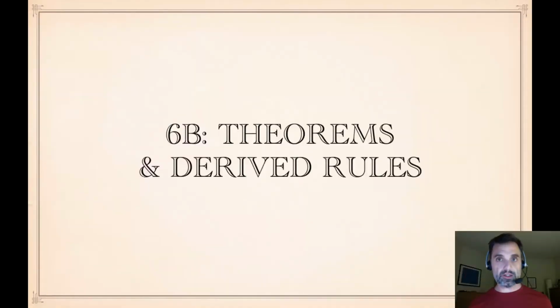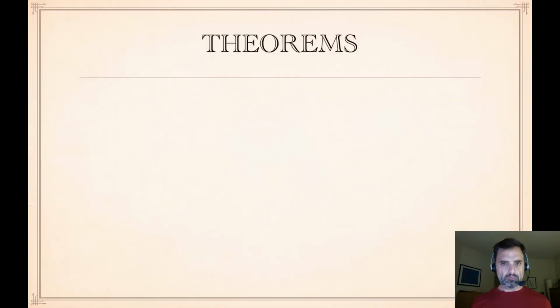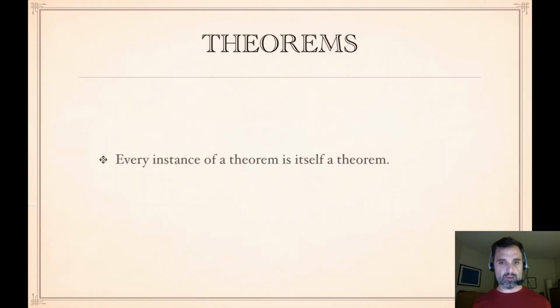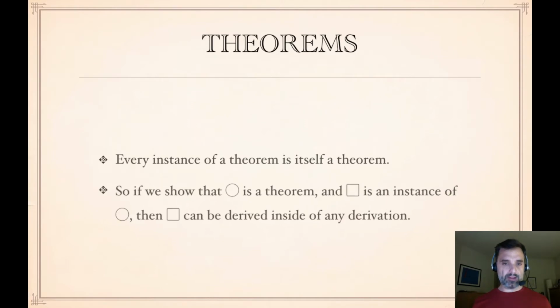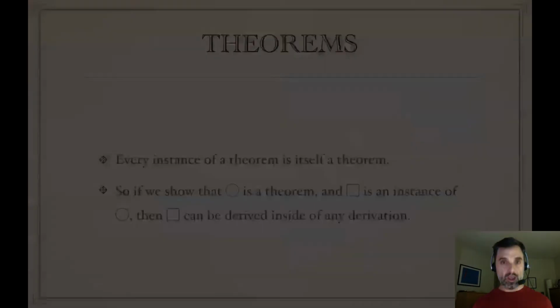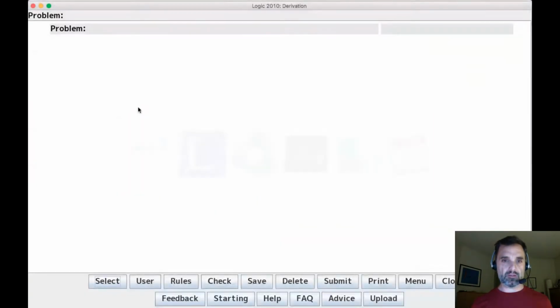6b, I'm going to discuss the use of theorems and derivations and get to the way in which they enable derived rules. So remember that every instance of a theorem is itself a theorem, and that means that if we initially establish that circle is a theorem, and we know that square is an instance of circle, then we know that square can be derived inside of any derivation. So let's take a look at how that might be relevant in a derivation.